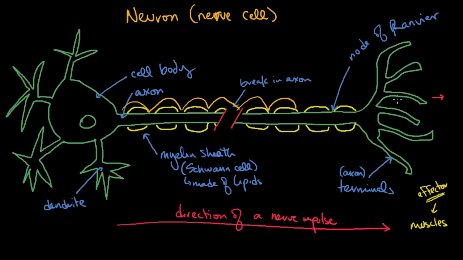And it allows it to jump, which means that the signal gets sent a lot faster. So if we didn't have this myelin sheath on these cells, the signal would take much longer to get from the dendrites down the axon to the axon terminals. Okay? So that's what the myelin sheath is for.